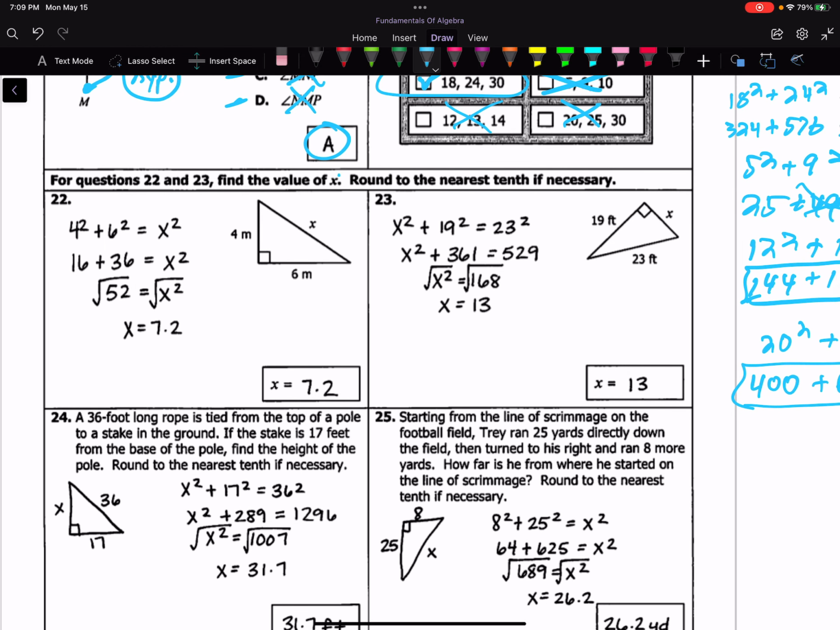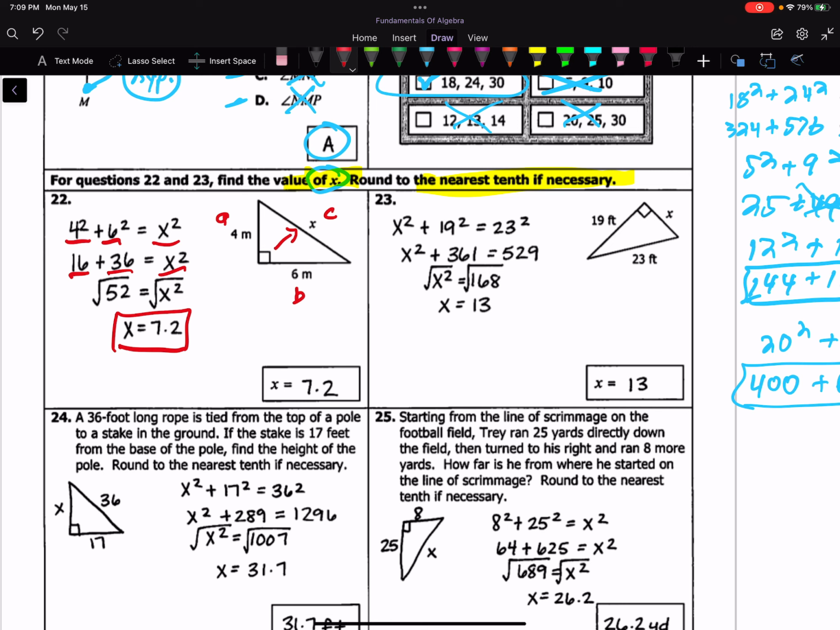22 and 23, find the value of x, rounding to the nearest tenth if necessary. So we're going to do a squared plus b squared equals c squared. Remember, this can be a or b, and this can be a or b, but the long side, the side opposite the right angle, is always c. So we use 4 squared plus 6 squared equals x squared, 16 plus 36, x squared. Take the square root of both sides and you get approximately 7.2.